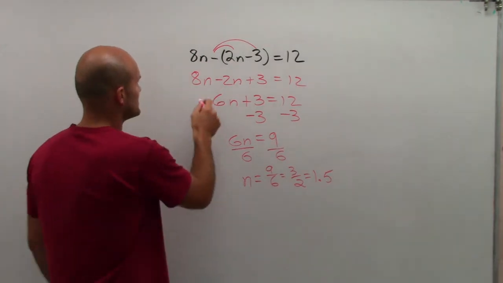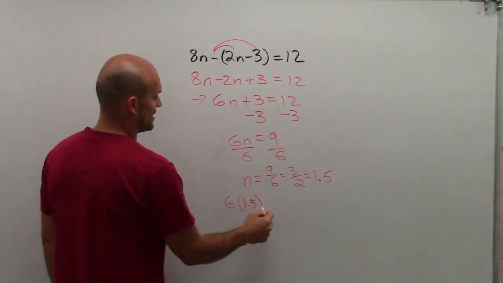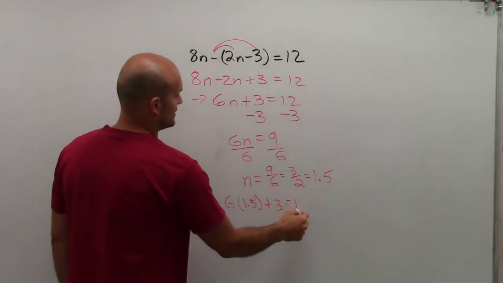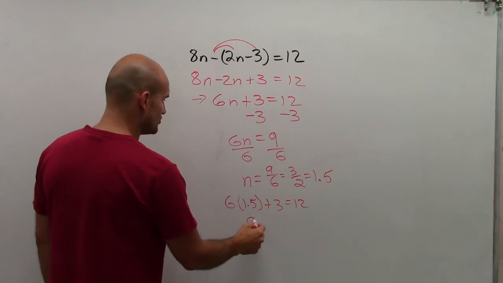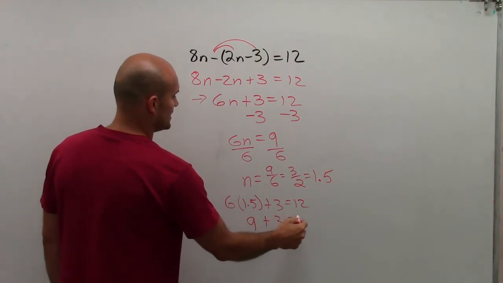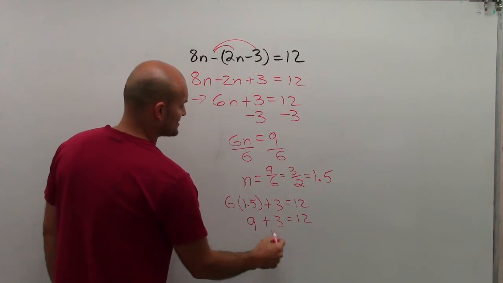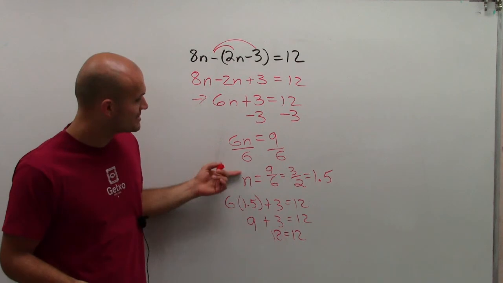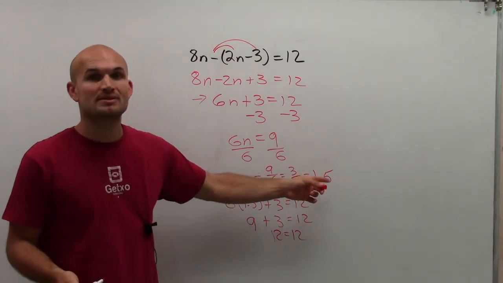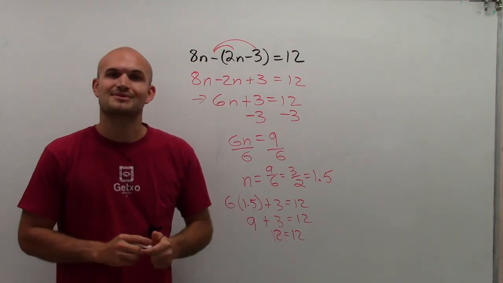Now, it's always important to check your answer, all right? I'm going to use this equation to check my answer. So I do 6 times 1.5 plus 3 equals 12. 6 times 1.5 is going to be 9, plus 3 equals 12. 12 equals 12. Therefore, you can see that my solution, when n is the value of 1.5, makes my equation true. So there you go. Thanks.